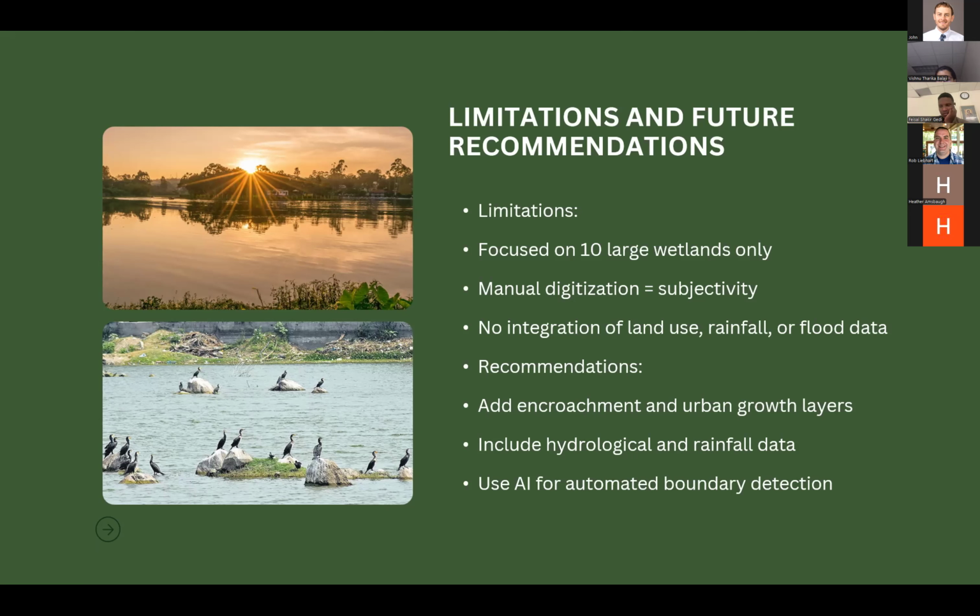For future work, I recommend integrating urban growth data, rainfall trends, and other hydrological layers for more accuracy. And if possible, adopting an AI or a machine learning model can give more accurate results. Instead of manually delineating each and every wetland, if we use AI, it could give more precise answers.